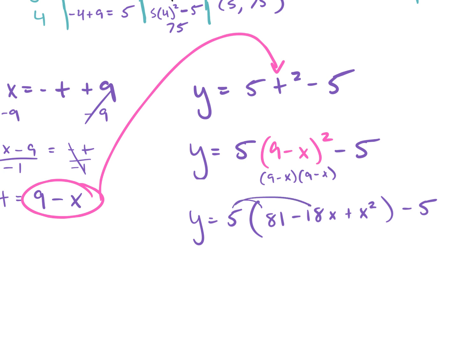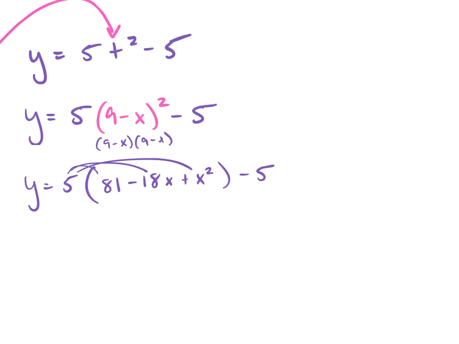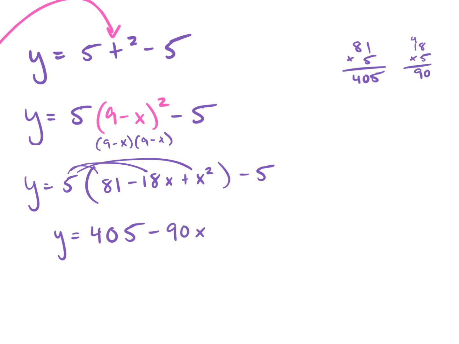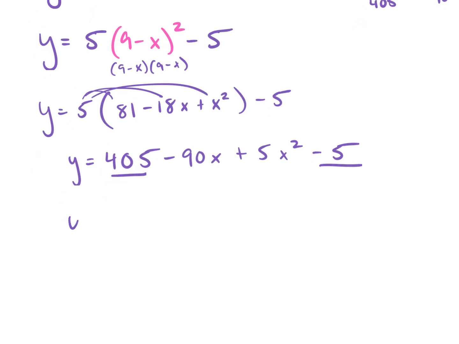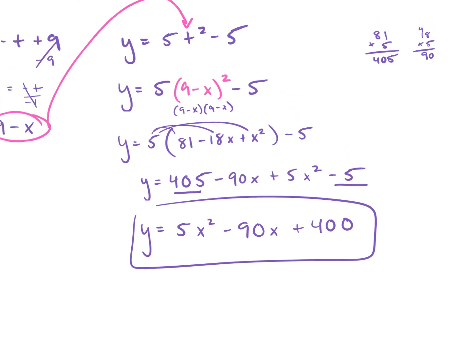I'd have to distribute the 5. 81 times 5 would be 405. Minus 18 times 5 would be 90. So 90x plus 5x squared minus 5. And then just combine our like terms. So 405 minus 5 would be 400. So y equals, I'm going to put it in standard form, 5x squared minus 90x plus 400. So that would be our equation.